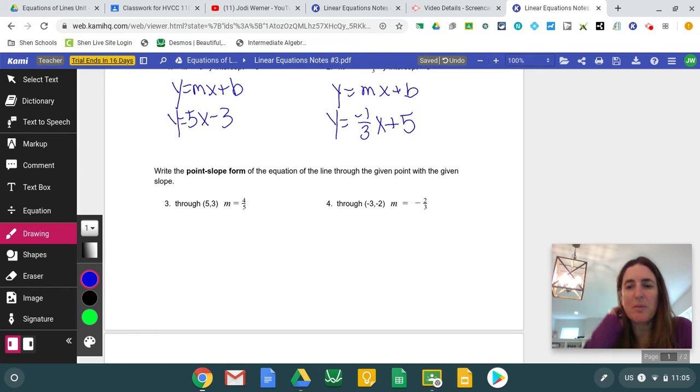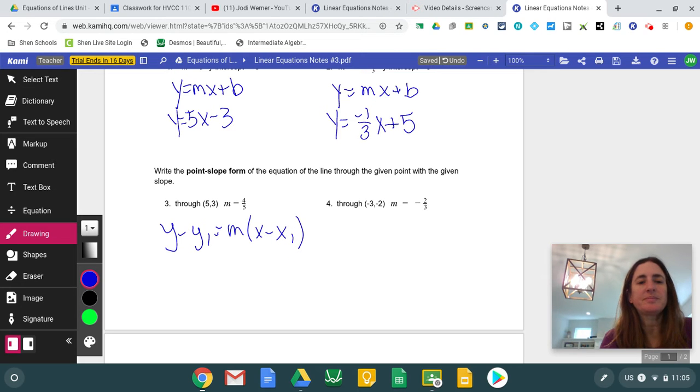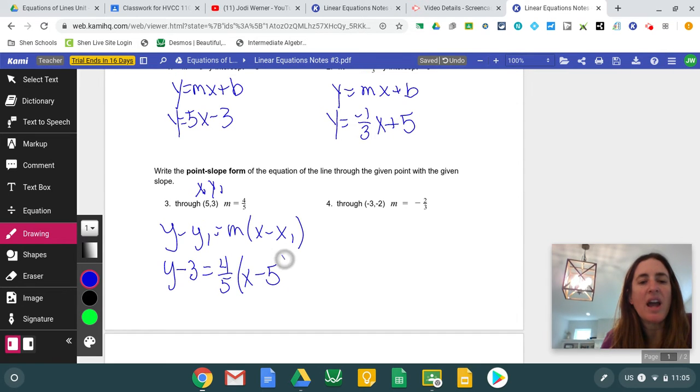So that's the other form that we need. So that's our y minus y1 equals m times x minus x1. So in this case, this is x1 and y1. So you have to be very careful. This is going to read y minus 3. My slope is 4/5, and then it's x minus 5. This is the answer in point slope form.